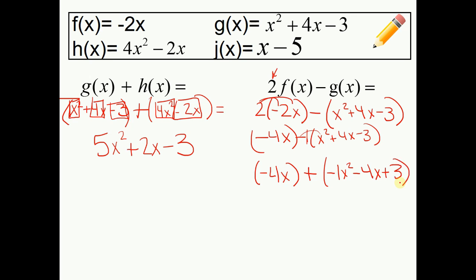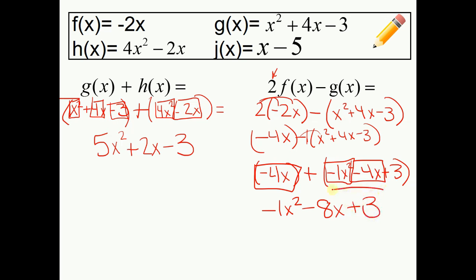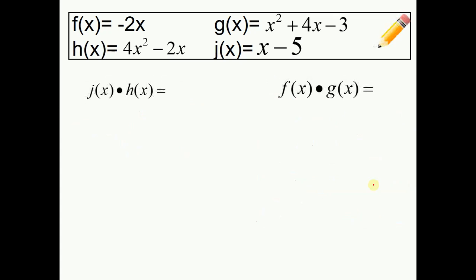Now, all I have to do is combine like terms again. So, it looks like negative 1x squared is his own person, so I'm just going to put him first. I got negative 4x and a negative 4x. So that would be a negative 8x, and then plus 3. Not too bad, right? That's actually pretty close. Not too hard. Let's try multiplication now. So I got j of x times h of x. So let's figure out, j of x is x minus 5 times h of x, which is 4x squared minus 2x.